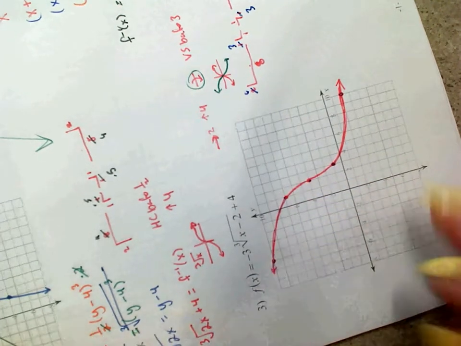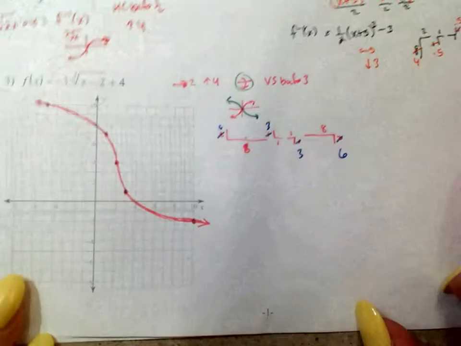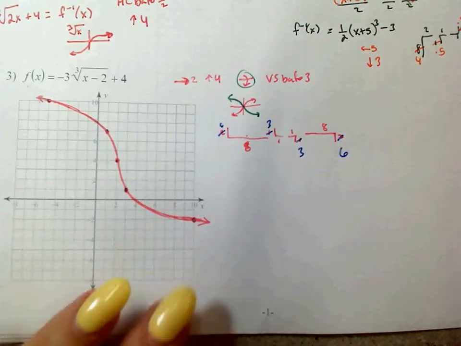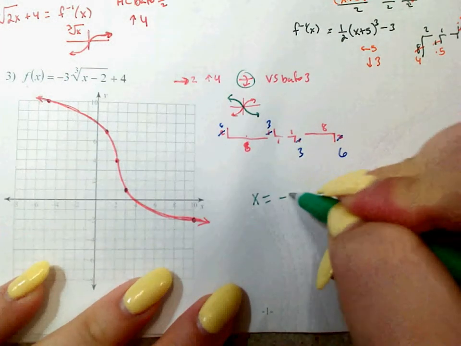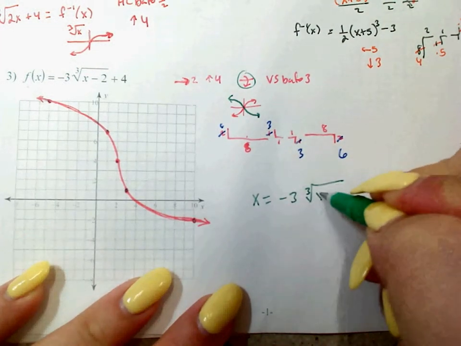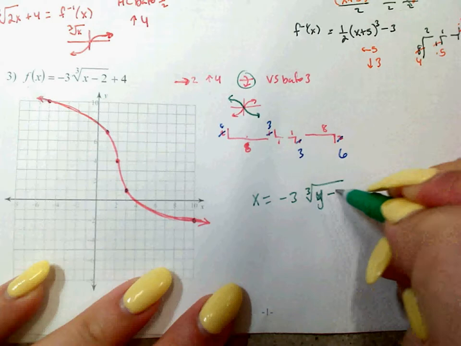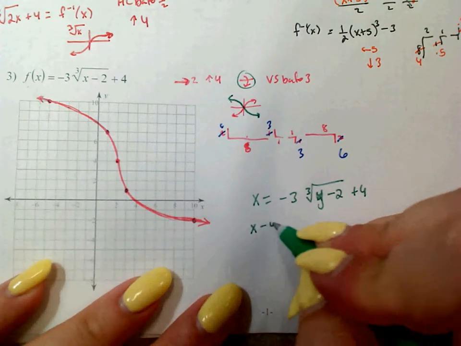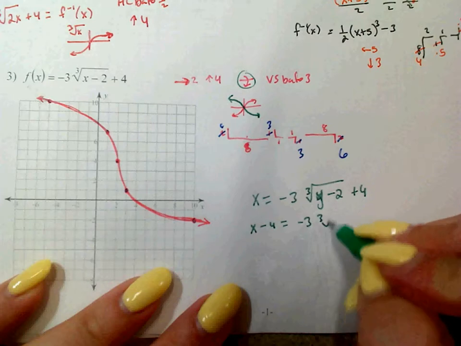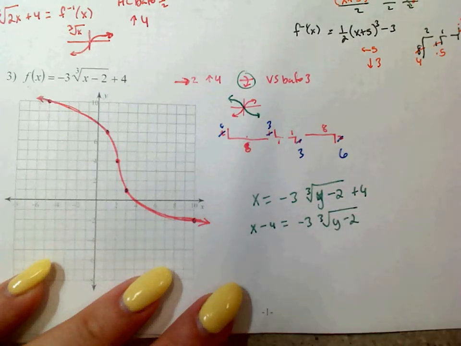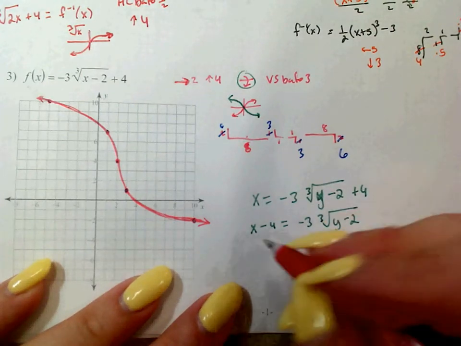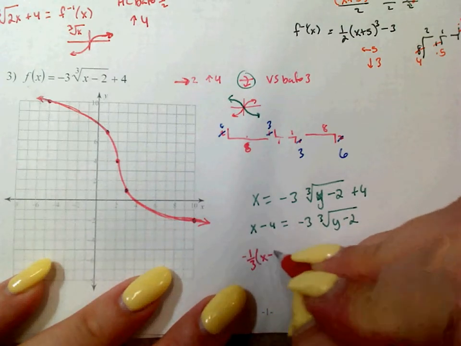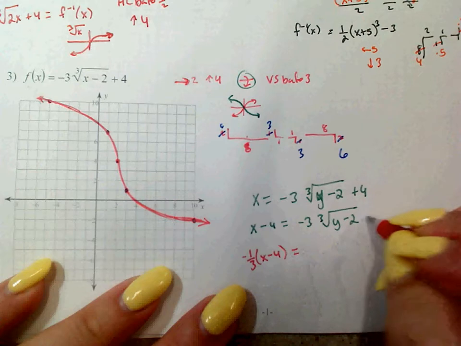Okay, there's my original. And now I'm going to find my inverse. So x equals negative 3 times the cube root of y minus 2 plus 4. The first thing I'm going to do is subtract 4. Negative 3 times the cube root of y minus 2. Then I'm going to divide by a negative 3. Dividing by negative 3 is multiplying by a negative 1/3. So multiply by a negative 1/3 on both sides.